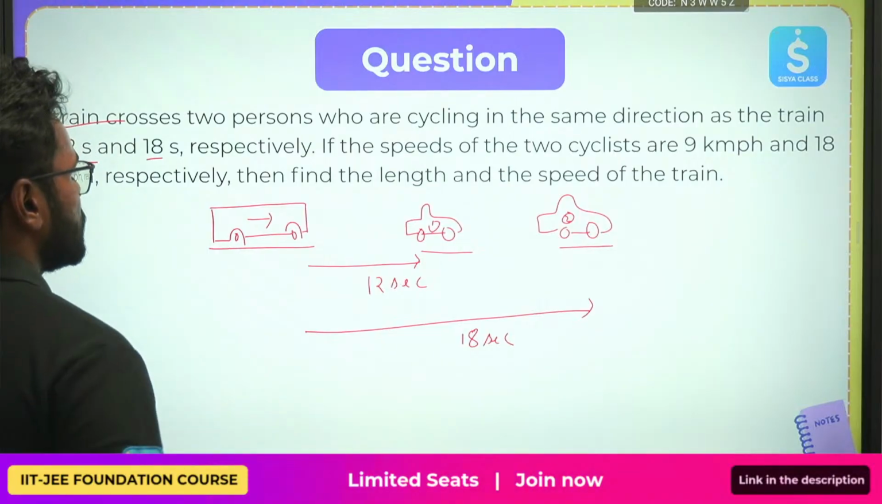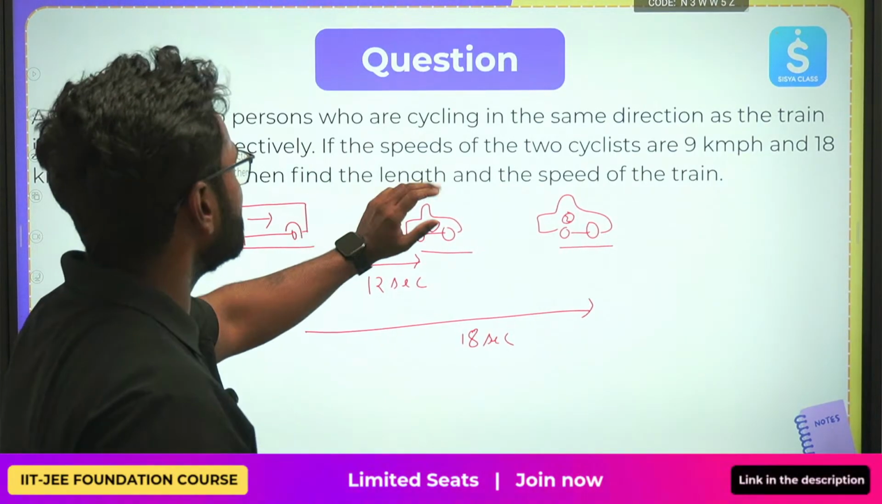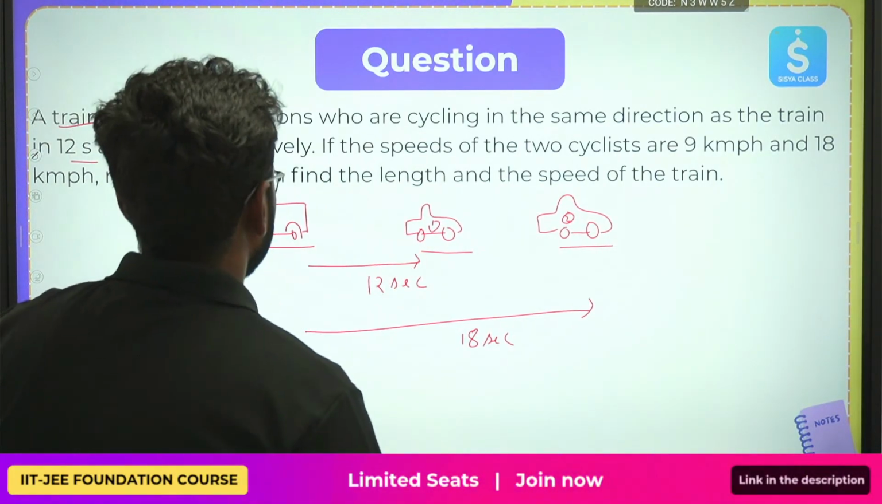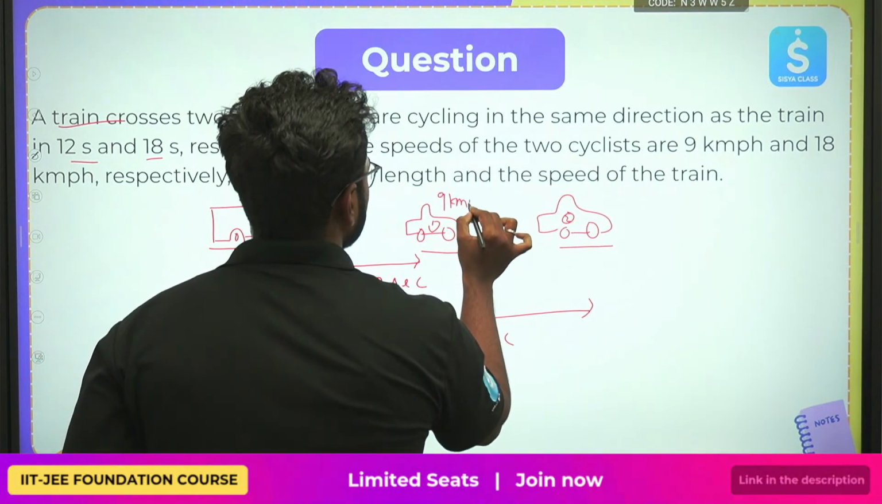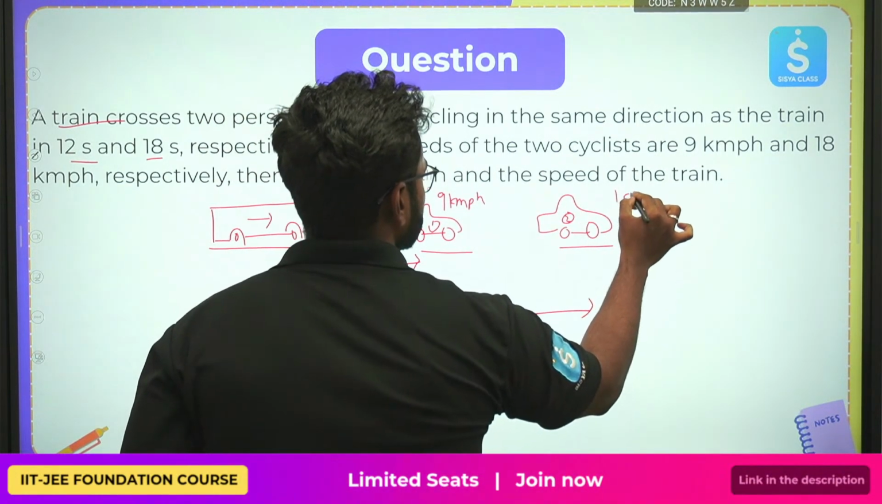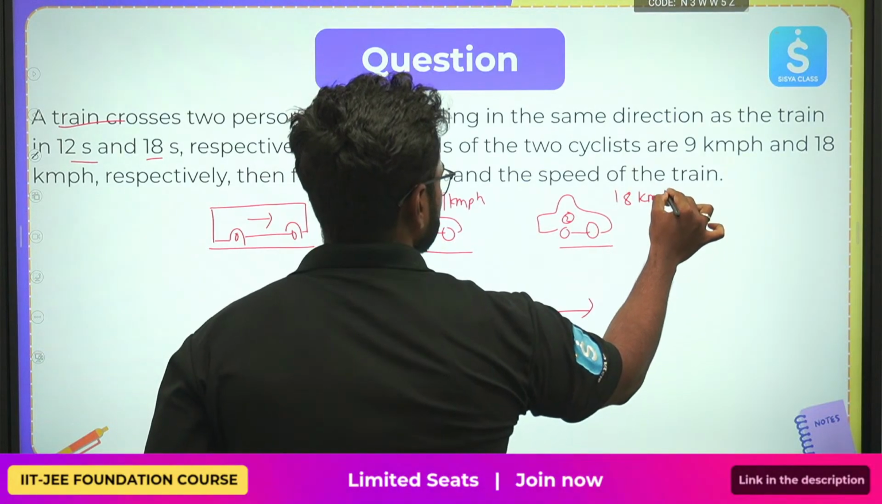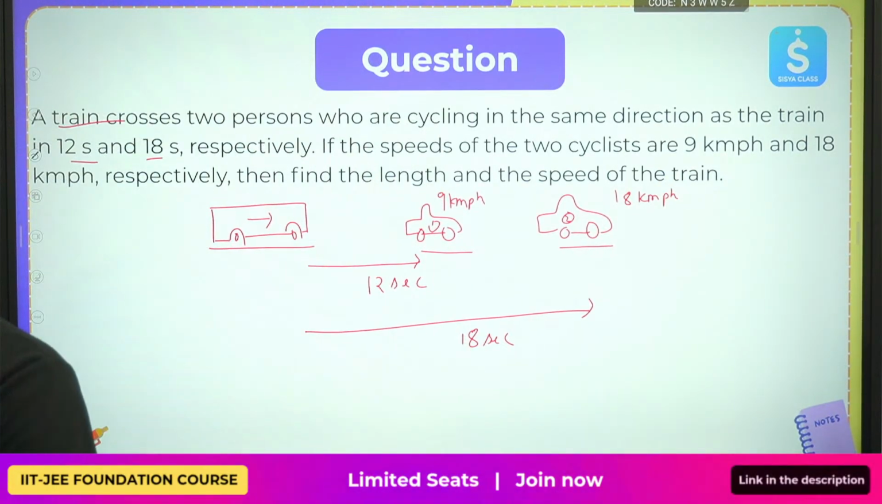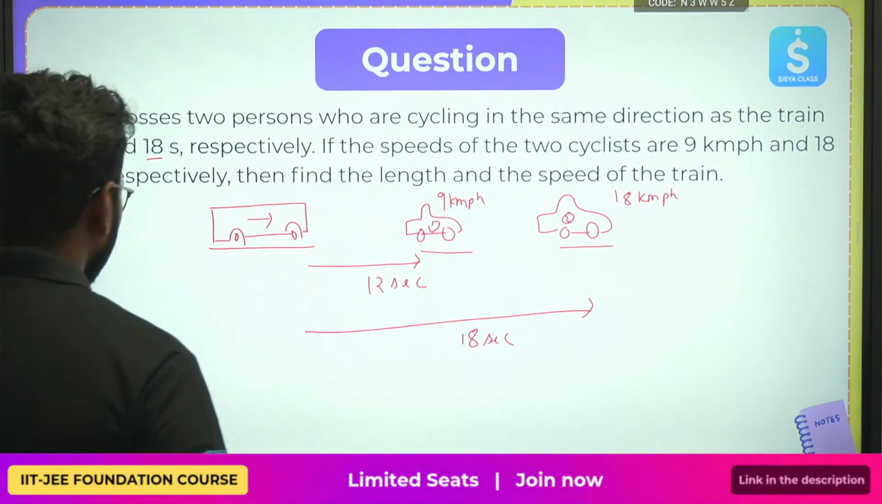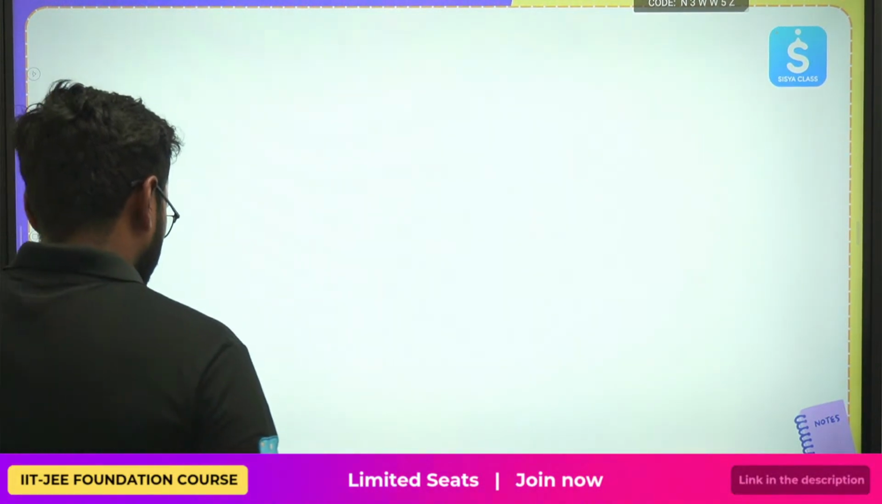Okay, this is the question. Now, if the speeds of these cyclists are 9 and 18, the speed would be 9 kmph and 18 kmph. Okay, these are the two speeds of the two bicycles. Now, then find the length and speed of the train. Let us assume the speed of the train be s.